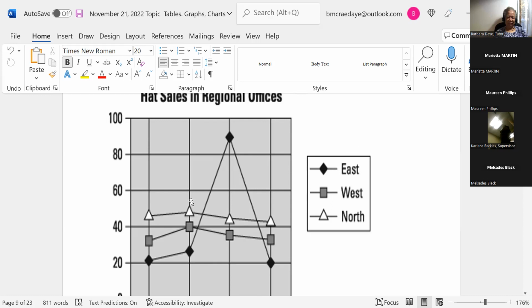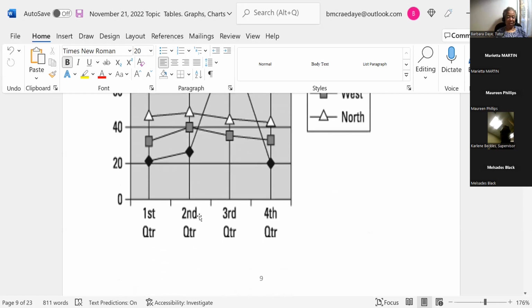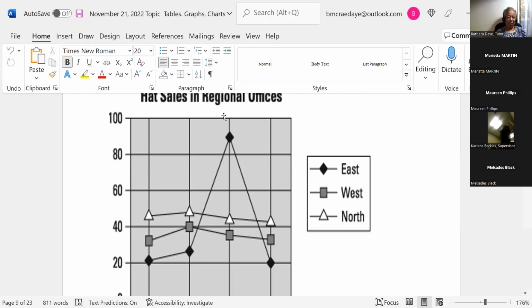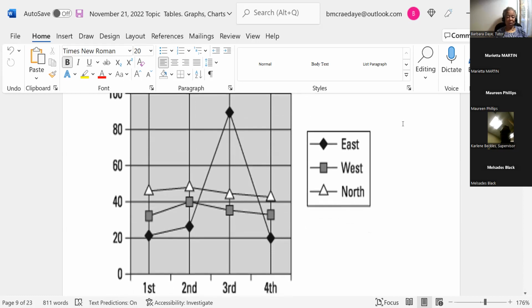Write it down. Once you identify that, then you can look at your graph and say, okay, if I'm right here, I'm looking at my west region. If I'm at my white diamond, I'm looking at my north. If I'm looking at the triangle, I'm looking at my north. If I'm looking at the diamond, I'm looking at my east region. And on this horizontal, it's the various quarters. So you have quarters and you have sales, because the title of the graph is hat sales in regional offices. You have three regions.